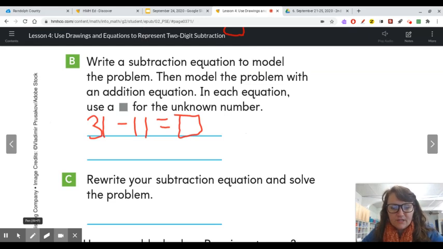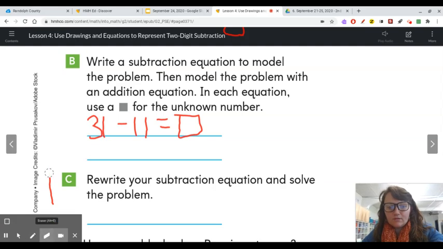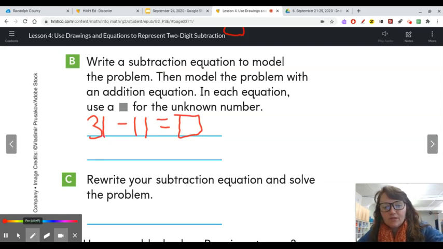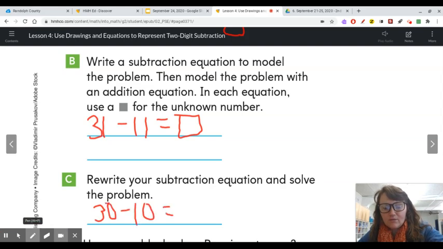Now it says rewrite your subtraction equation and solve the problem. That's what it said the last time. Oops. Did not mean to do that. Okay. Well, maybe they mean break it apart. So 30 minus 10 equals what?